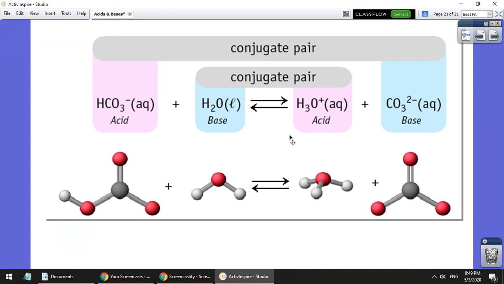Now, two quick side notes. Even though this reaction is reversible, there may be one reaction or the other that's highly favored. So depending on the specific reaction, we might see a high concentration of products and almost no reactants, or we might see a very high concentration of reactants and almost no products.